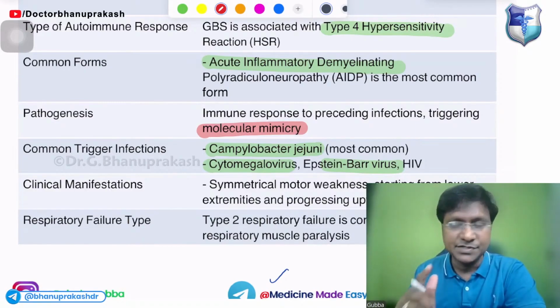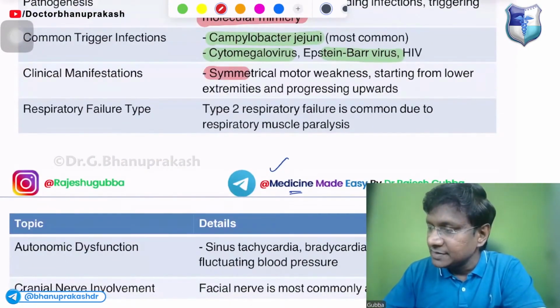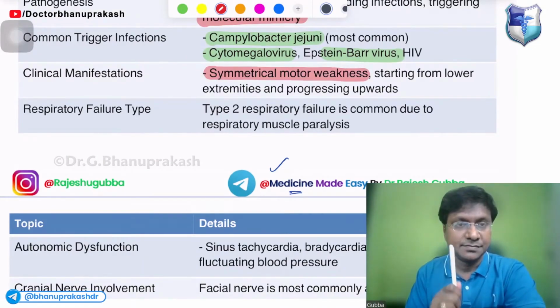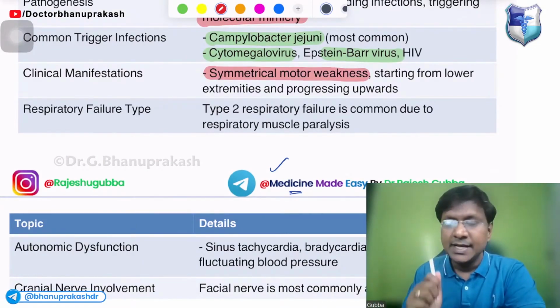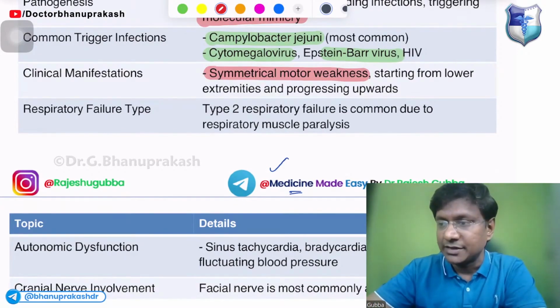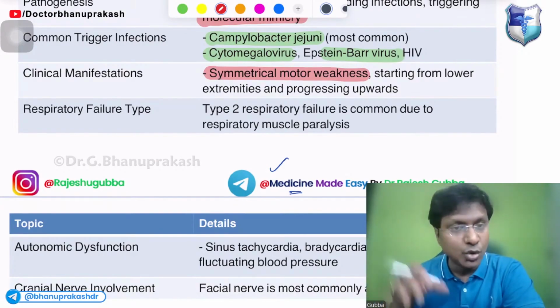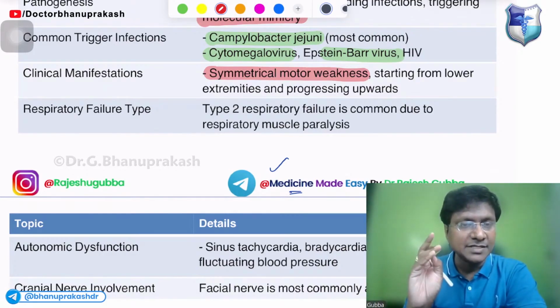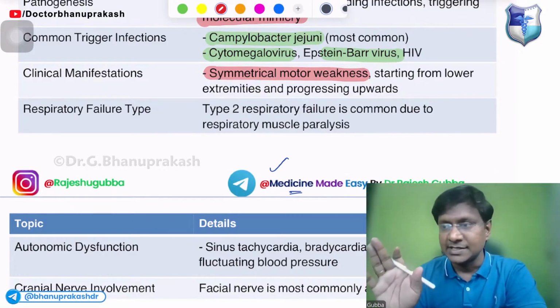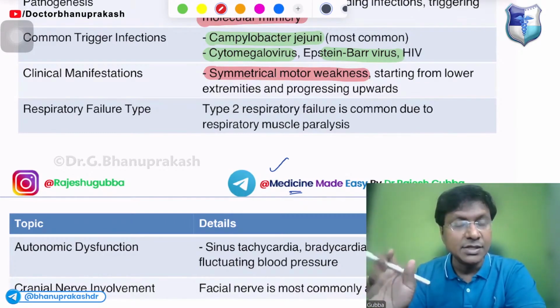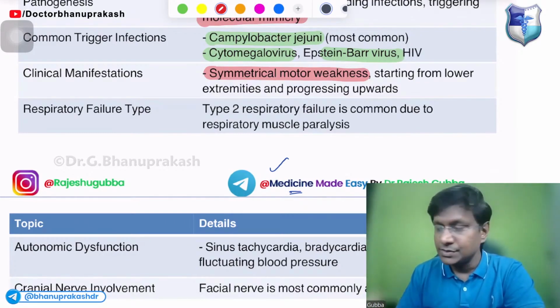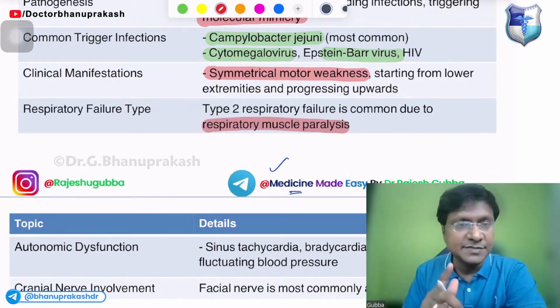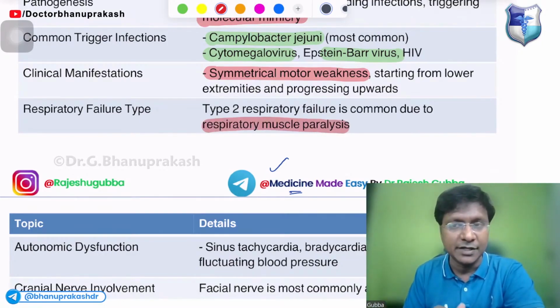Now, if you take the clinical manifestations, these patients will have symmetrical motor weakness, symmetrical motor paralysis. This paralysis will start in the lower limbs, and followed by that, it will gradually ascend upwards to the truncal muscles as well as the upper limb muscles. This is what is called ascending paralysis. And what are the muscles affected last? The muscles affected last will be the respiratory muscles. Once there is respiratory muscle paralysis, these patients will develop type 2 respiratory failure.